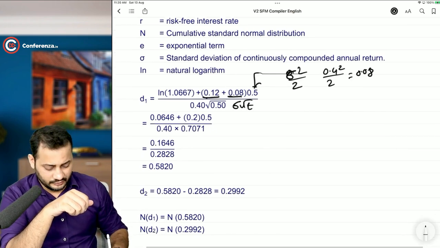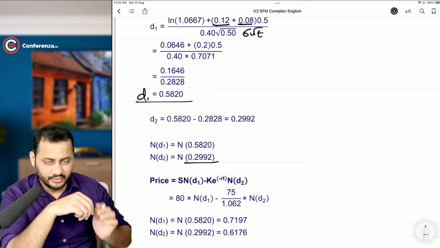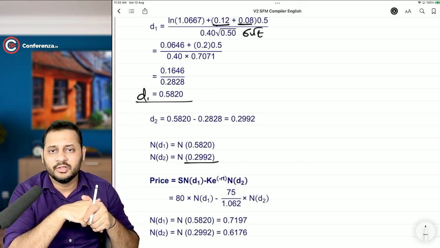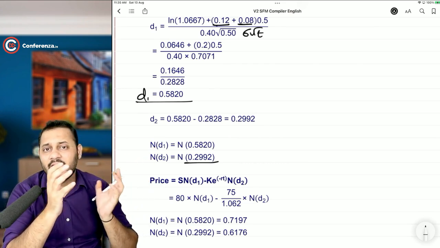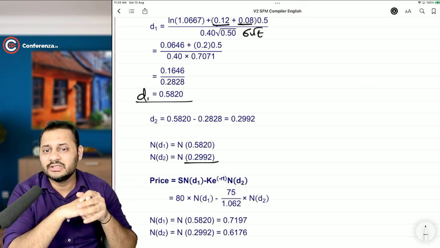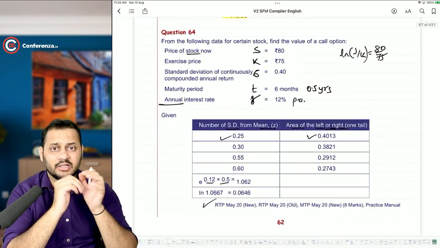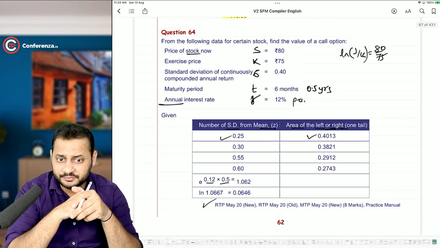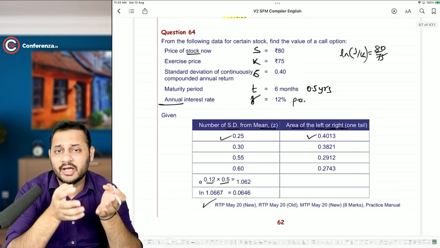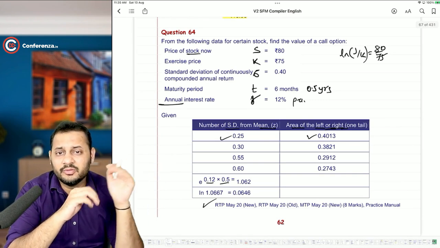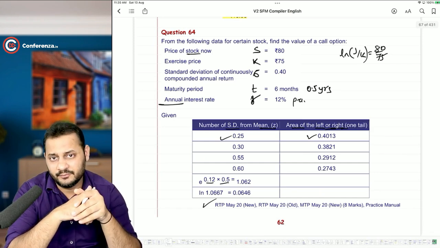Cool. So when you solve this equation, you reach a d1 of 0.5820 and then the d2 is 0.2992. Now you have to calculate N(d1) and N(d2). That's the major task, and for that purpose you will have to use the Z table. You will try to find out these values in the Z table, and the table is already given to you in the question. In exam, if they ask this question, be assured that you will not be given the entire Z table. You cannot also carry the Z table with you. So all the values will be given in the question itself, but you need to understand how to read the Z table.